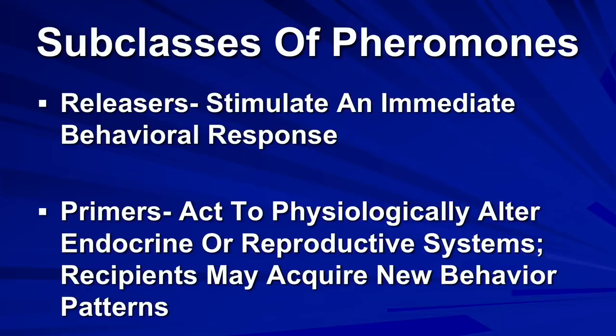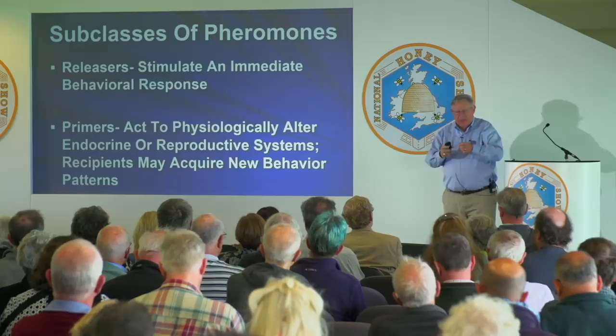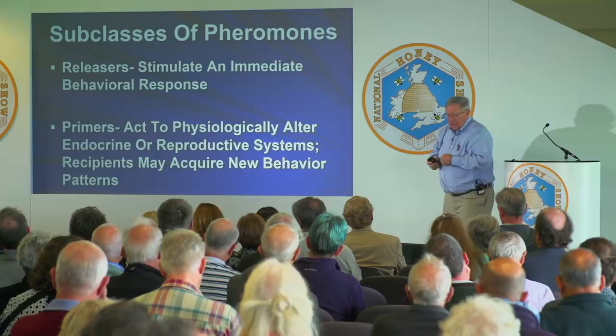Primer pheromones may take a week, may take 2 weeks to have an effect. In other words, if I'm a bee and I come in contact with a primer pheromone, something about my physiology, something about my behavior, or something about the genes that are being expressed at a particular time in my life are going to be altered, changed. And this is how bees then move from one task to another as they age. So it has an effect on the endocrine system. It has an effect on the reproductive system. It changes that individual's behavior, but it takes time.